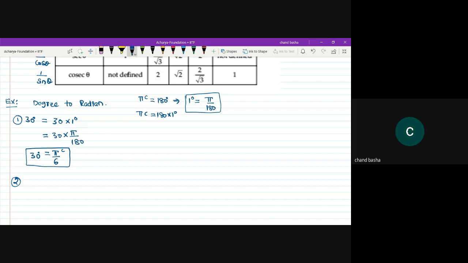Similarly, I can define 135 degrees. 135 into 1 degree means how much? Pi divided by 180. So 180 and 135 can both be divided by 45. 135 divided by 45 is 3, and 180 divided by 45 is 4. So 3 pi divided by 4 is your answer. 135 degrees is equal to 3 pi by 4.